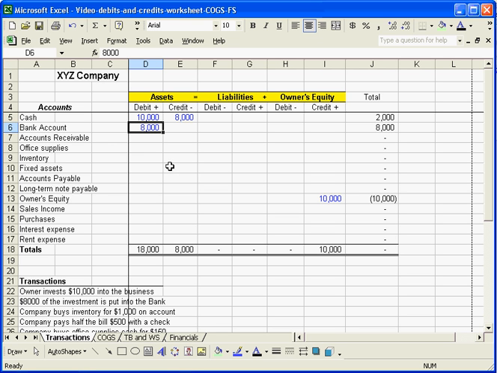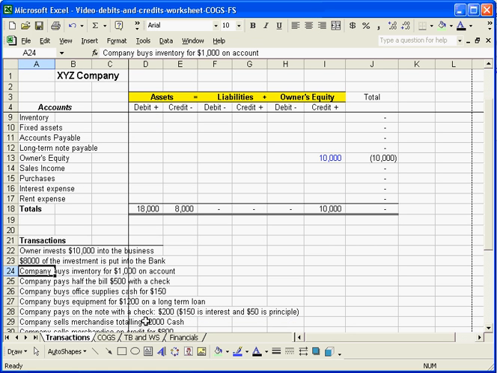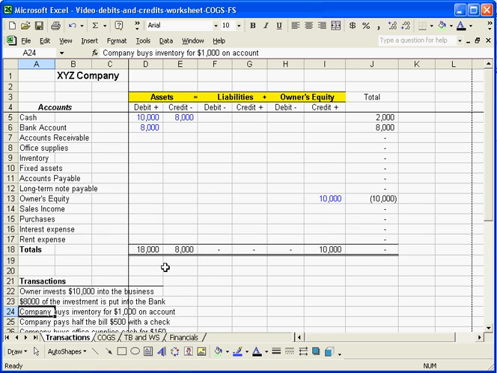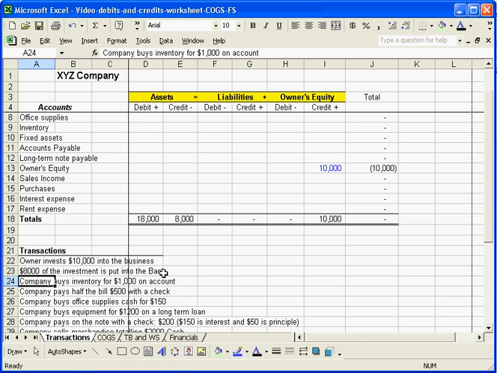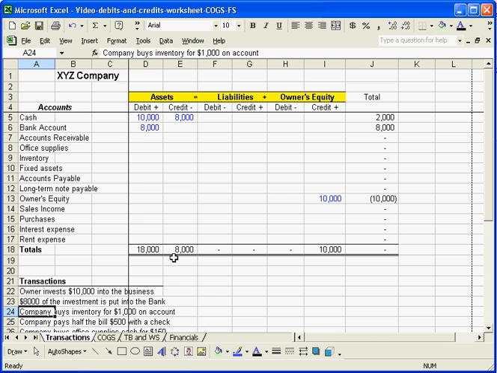Okay, next transaction. Let's go down to line 24. The company buys inventory for $1,000 on account. Now, on account is just an accounting term that means on credit. So we use up $1,000 to buy inventory. Inventory is the merchandise we're going to buy so that we can turn around and sell, hopefully for a profit.